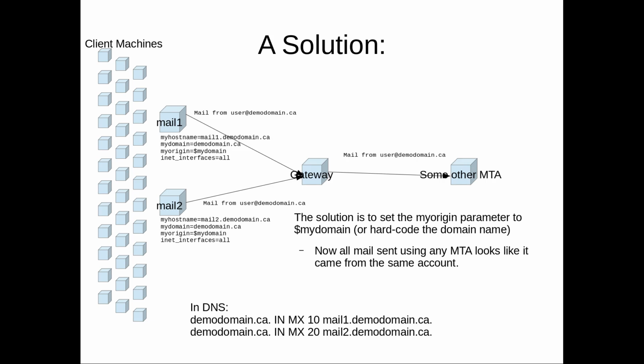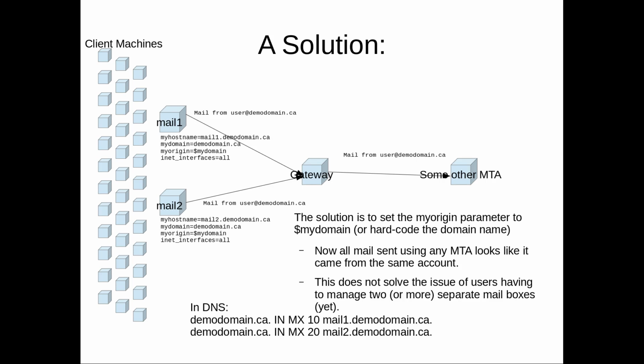Instead, we set my origin to be my domain. That way, when mail gets sent out from either of those email servers, it shows up as being from user at whatever our domain is. In the case of my example here, user at demodomain.ca. And when it arrives at its destination, the person we are trying to correspond with, it shows up as being from user at demodomain.ca. So now they only have one email address to respond to, and we demonstrate that we are far more competent.